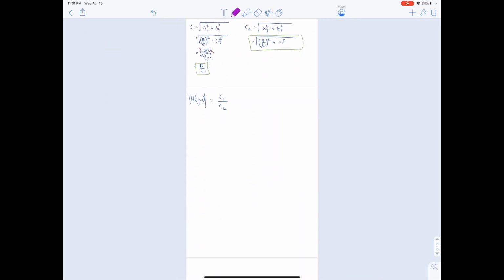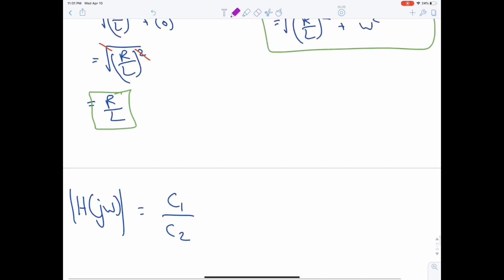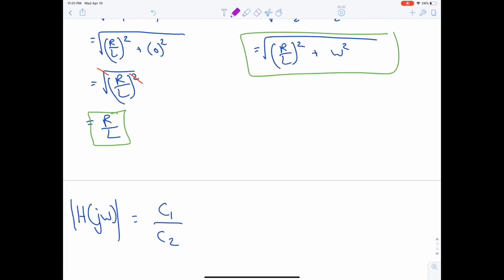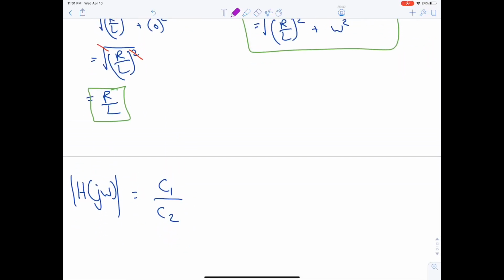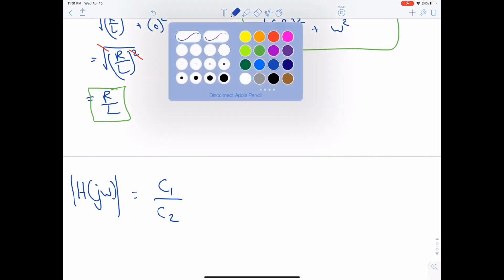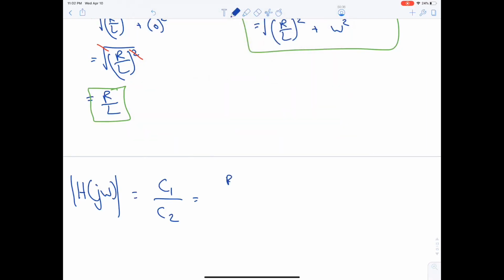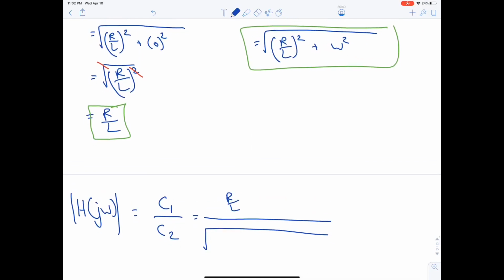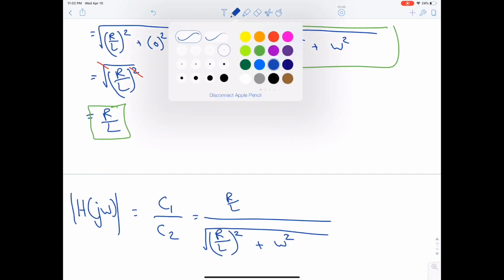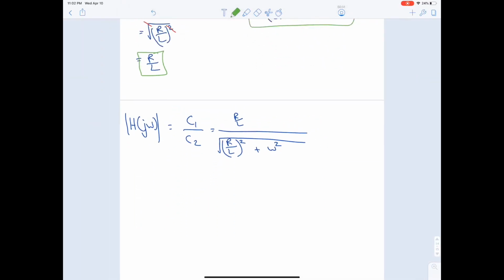Okay, going back. What is C1? C1 is R over L, and C2 is the square root of (R over L) squared plus omega squared. Okay, this is the final magnitude.